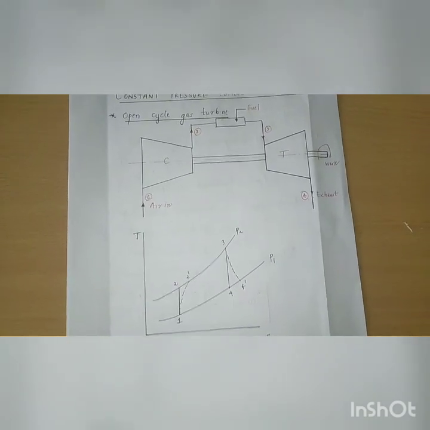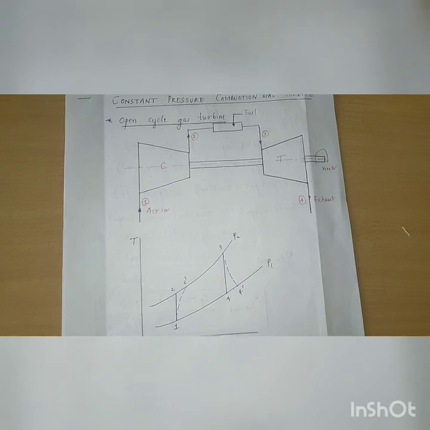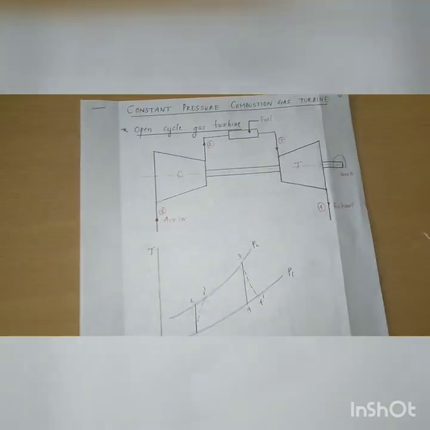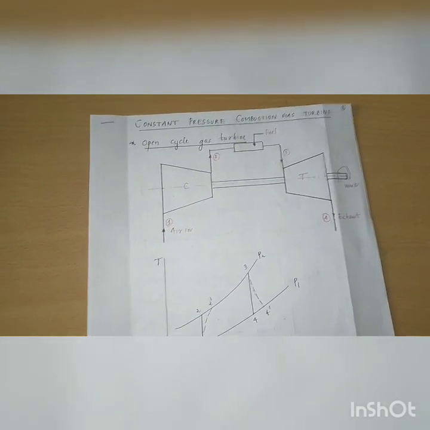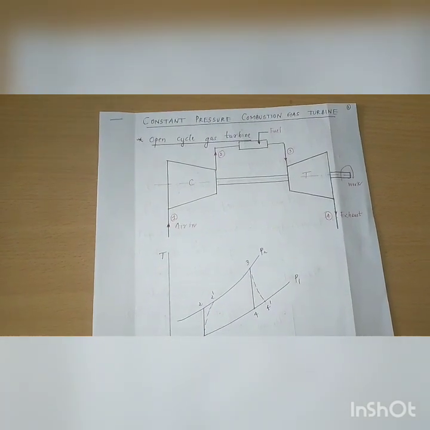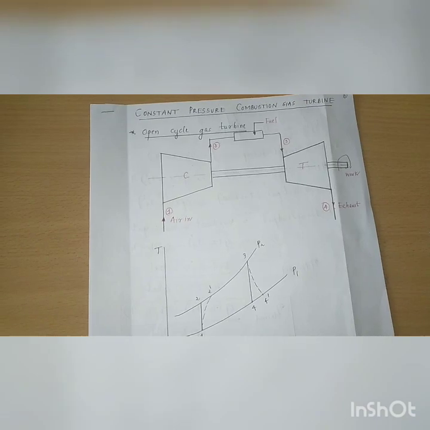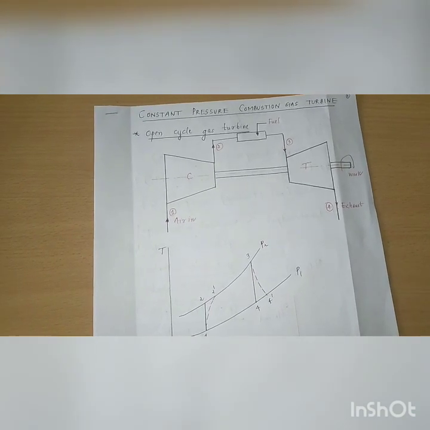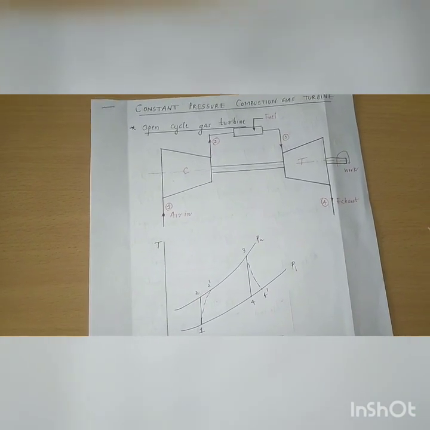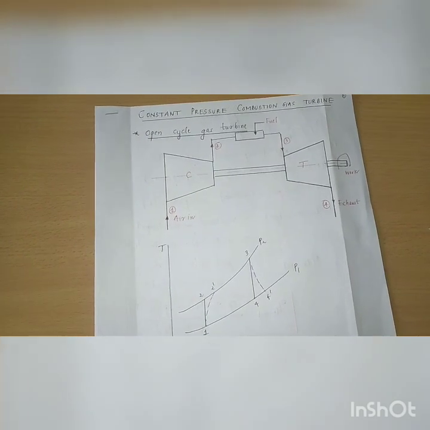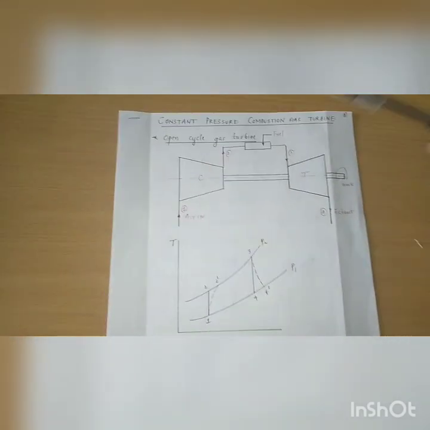Inside that, the first one is the open cycle gas turbine. Let me say it once more: in the open cycle gas turbine, the air is entering the compressor, the air is compressed, and the high temperature, high pressure gas due to the compression is entering the combustion chamber.